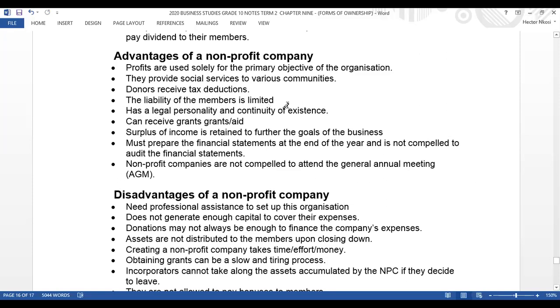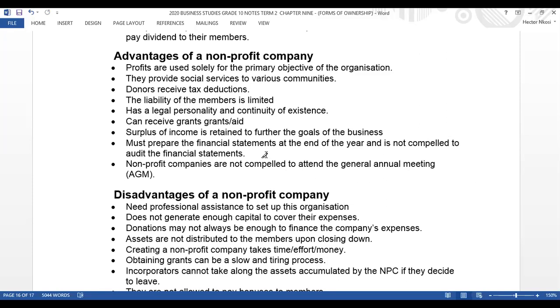It has a legal personality and continuity of existence, and can receive grants or help, meaning grants from the government. Surplus of income is retained to further the goals of the business. So if there's any surplus income, it must be kept to further the goals of the business. Meaning, let's say we've got a plan and we know that we need to help 1, 2, 3. But let's say in that year we did not use all of the money. Whatever is remaining must be retained for further or future goals of the business.